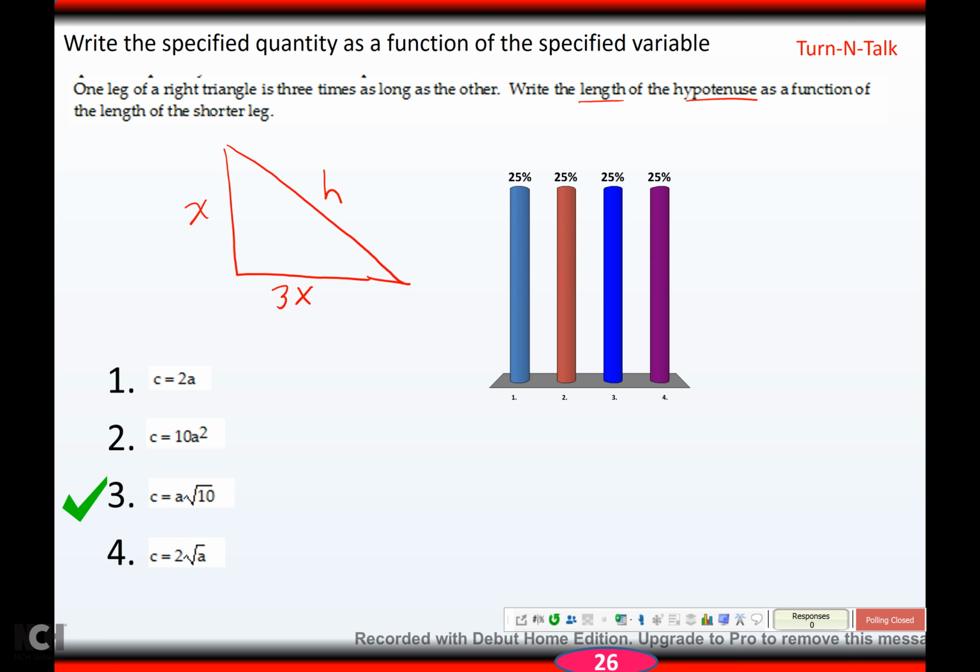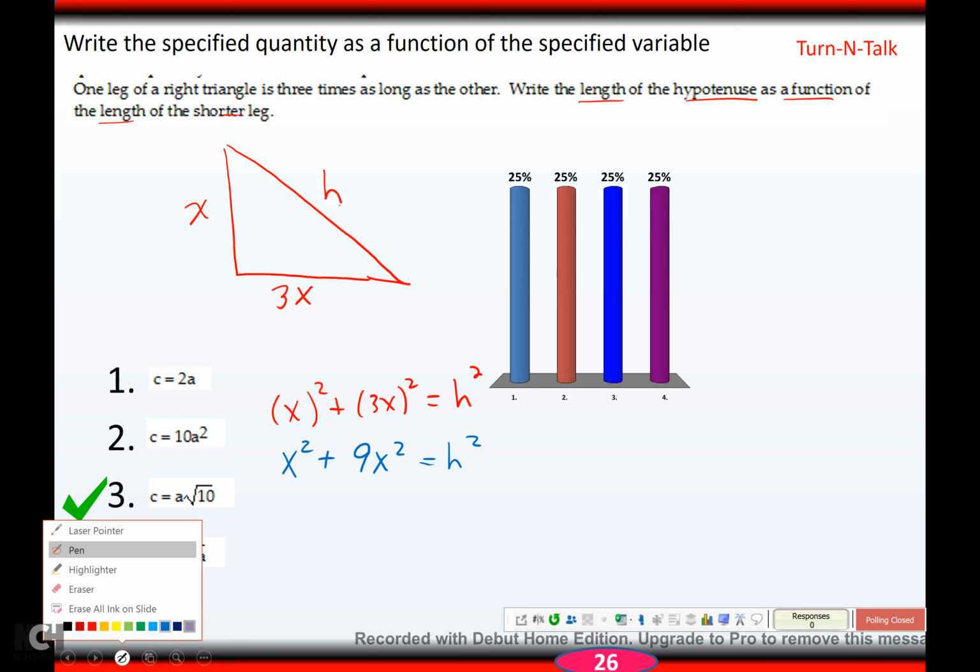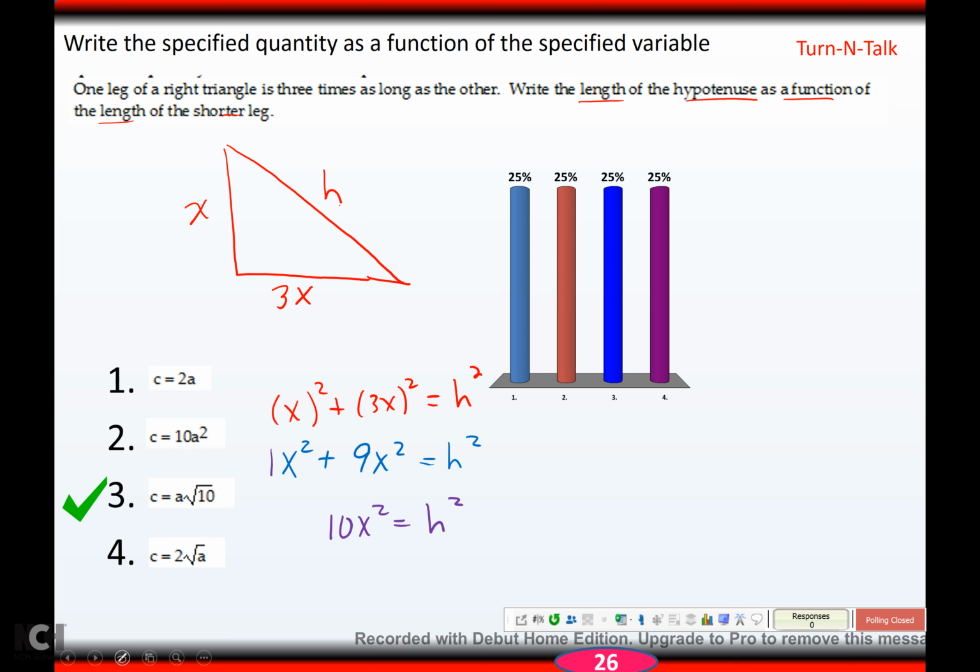Write the length of the hypotenuse as a function of the length of the shorter leg, which means I need to get h on one side and x on the other. So my Pythagorean theorem says leg squared plus leg squared equals hypotenuse squared. As I simplify, that's going to be x squared plus 9x squared, because 3 squared is 9, and x squared is x squared, equals hypotenuse squared. Combine like terms, that would give me 10x squared equals hypotenuse squared.